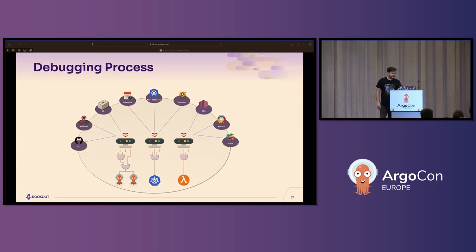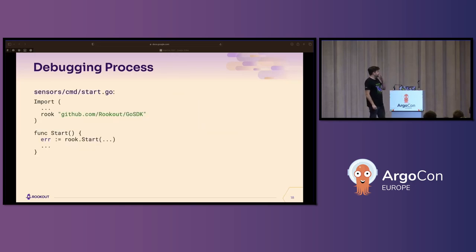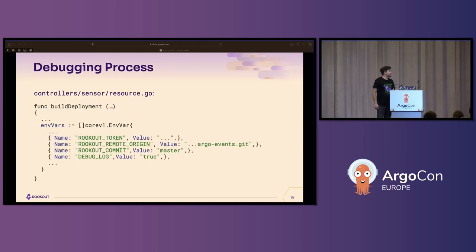remote environment. Actually, this is the sensor from before. Rookout needs to go inside of the sensor. So for that, I added a few lines of code into the Argo Events controller. The first one is actually the entry point of the sensors. It's one function that calls our agent to start. And the second one was actually the configuration of the agent.